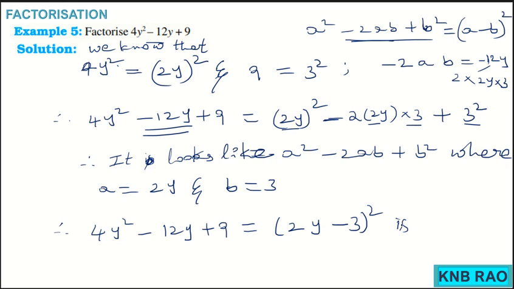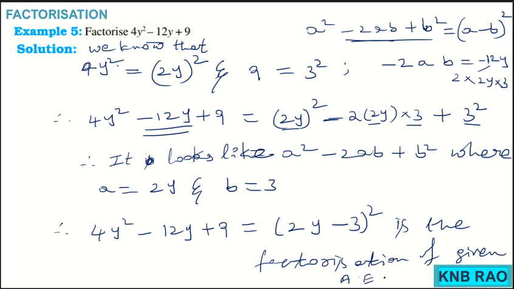Is the factorization of given algebraic expression. Okay. Why could I say 2y minus 3 whole square? Because a square minus 2ab plus b square is a minus b whole square.